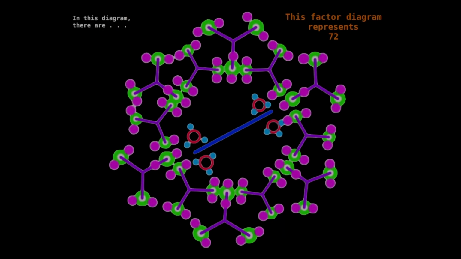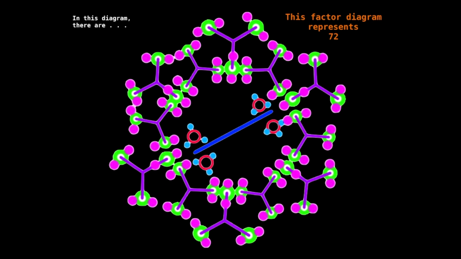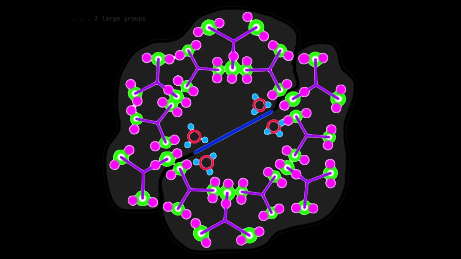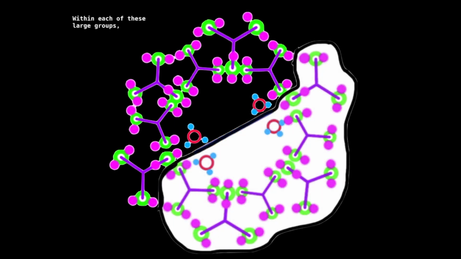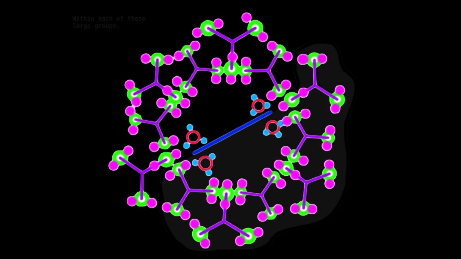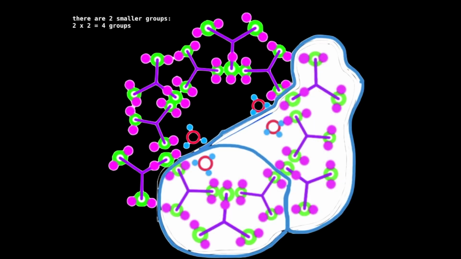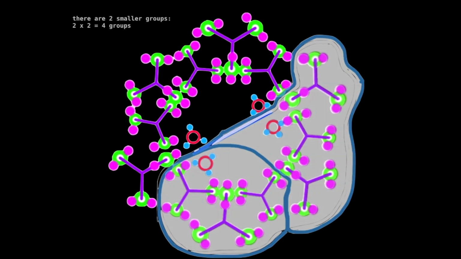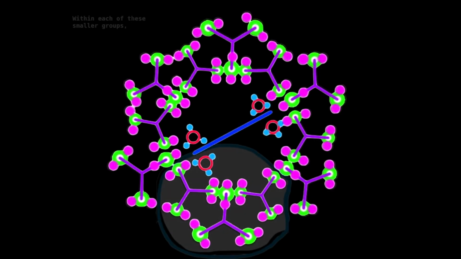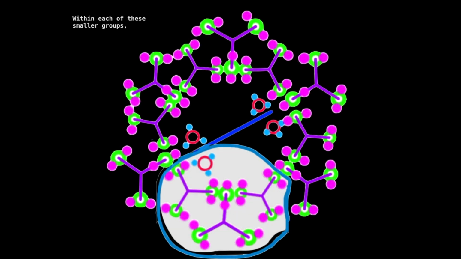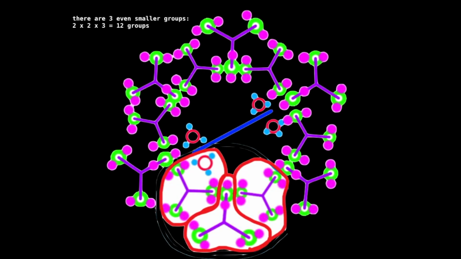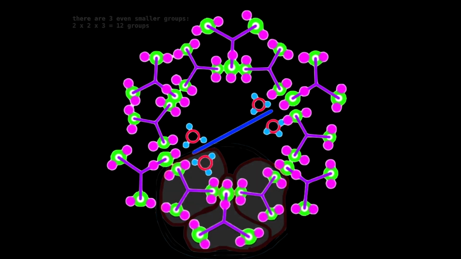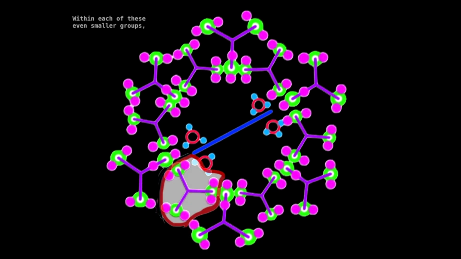And finally, when you have 5 factors, which is the case for 72, you're going to look at nested groups. 2 large groups, two smaller groups within those 2 large groups. So now you have a total of 4 of those smaller groups. Within each of those smaller groups are 3 even smaller groups. So if you circled them all, you'd come up with 12 groups.